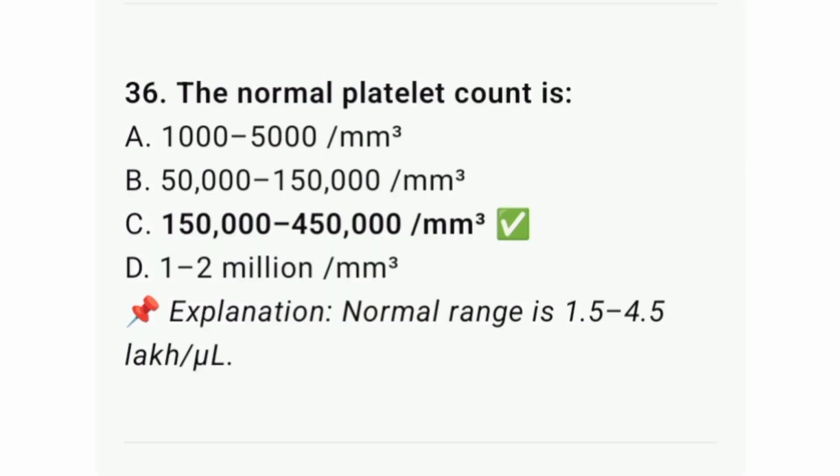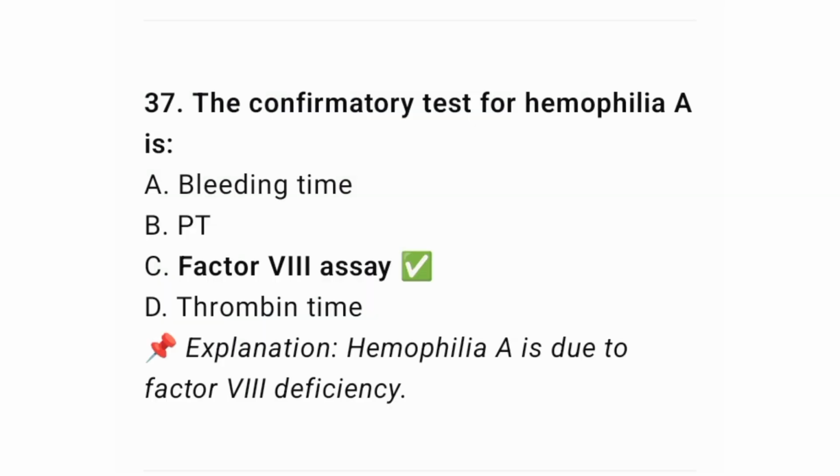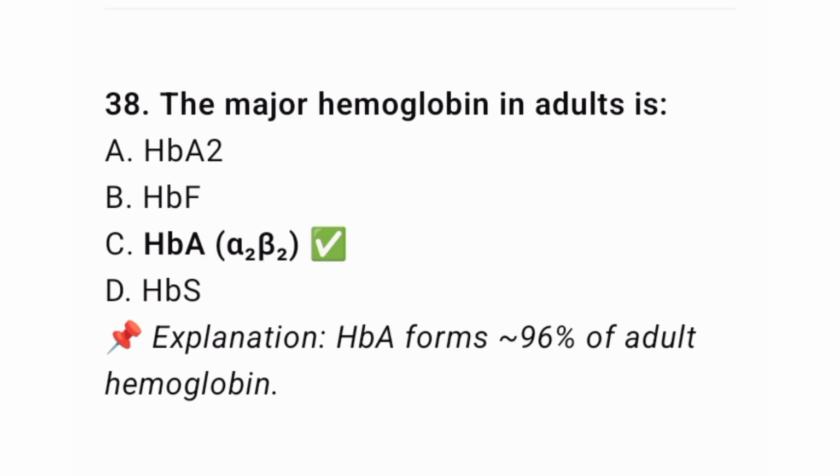Normal platelet count is 1,50,000 to 4,50,000 per mm³. Okay. The confirmatory test for hemophilia A is factor 8 assay. Hemophilia A, factor 8 assay. Major hemoglobin in adults is HbA, alpha 2 beta 2.